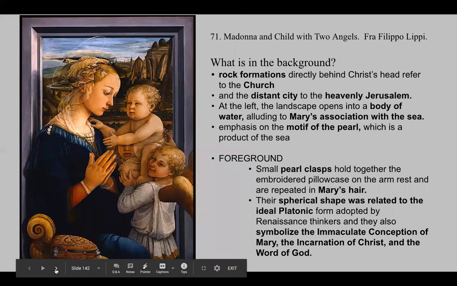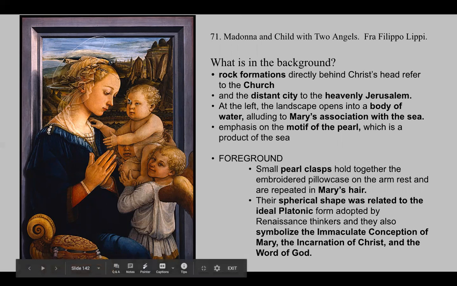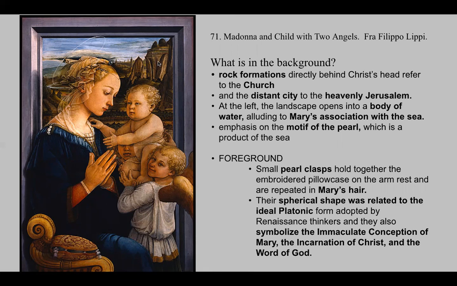So then in the background, we said in the chat that we have this landscape behind them. Besides that rock formation behind Jesus's head, we also have a distant city, and that distant city is supposed to be heavenly Jerusalem. We've talked about heavenly Jerusalem. It's a concept that comes from Revelation. It's this idea of a place that you go after you die, where you live forever in heavenly Jerusalem if you are not full of sin and you embrace Jesus.